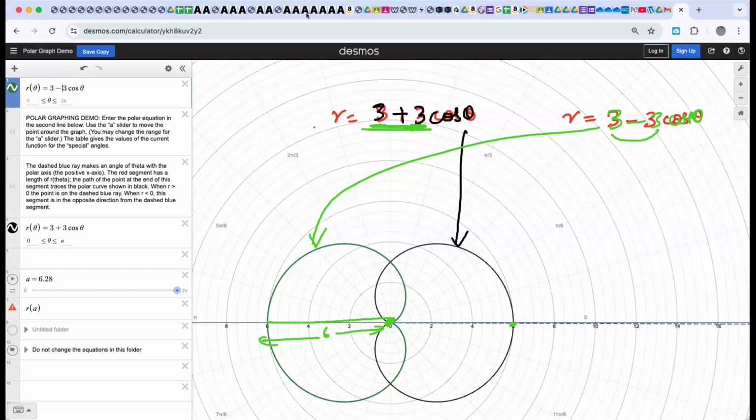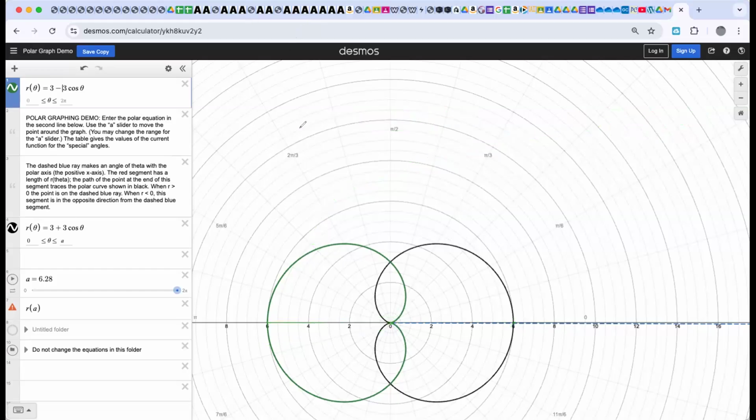Similarly, what would happen? Can you all guess how a graph of 3 plus 3 sine theta and 3 minus 3 sine theta would look like? Any guesses? It would just be up and down instead of left, right. Yeah, it would just be up and down. I can draw and show you quickly.